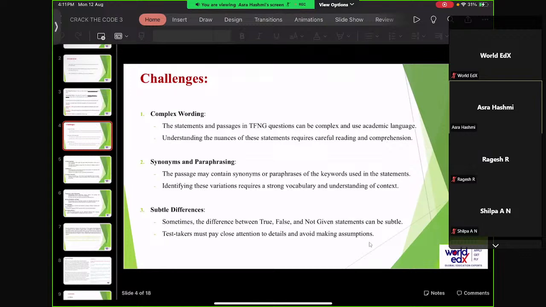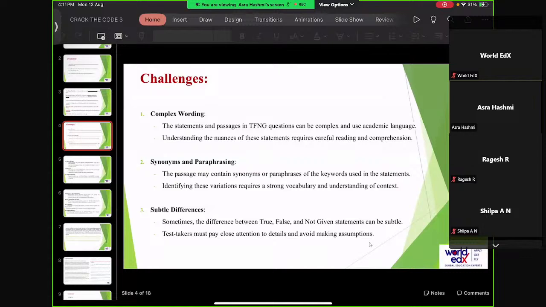The next is synonyms and paraphrasing. Again, the passage contains a lot of synonyms, a lot of paraphrases, and a lot of keywords. So sometimes what happens is, since you do not find the exact word, you feel that the information is not given. However, mostly only the keywords will remain the same. Otherwise, the information gets paraphrased. The question is asked to you in a different language, and you will have to understand it from the passage in order to find the answer.